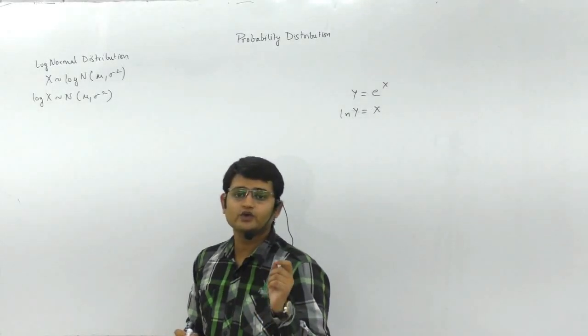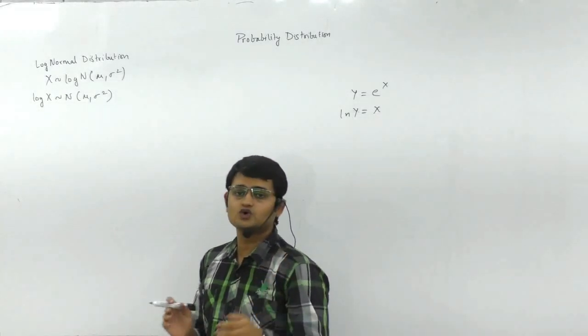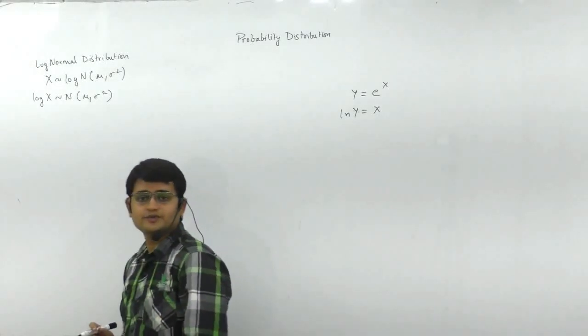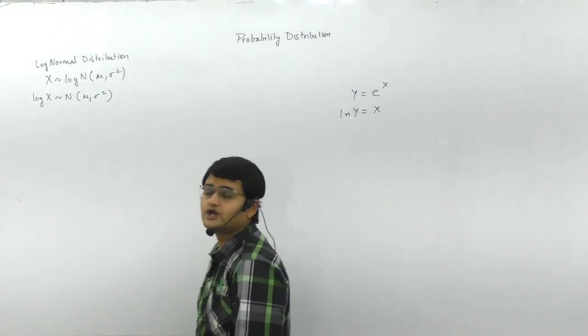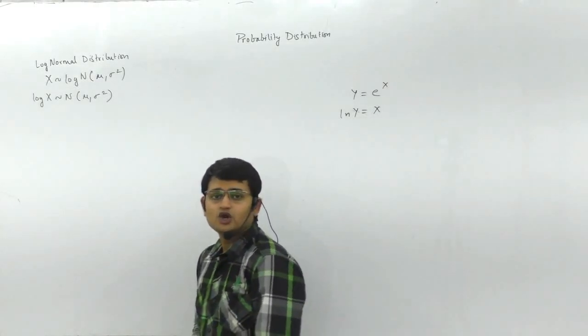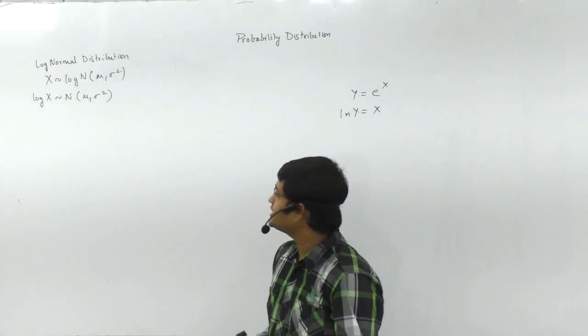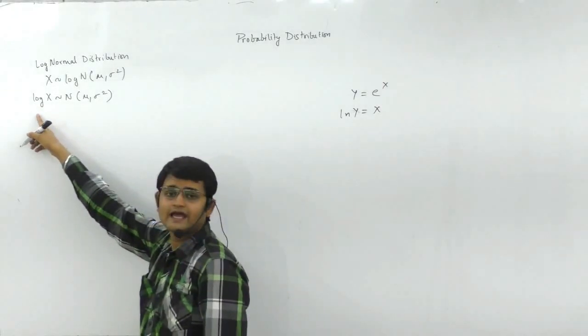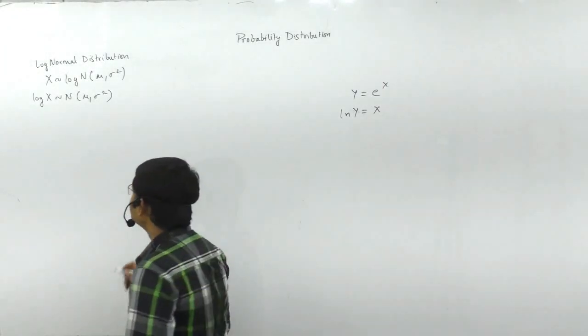Every log that we are going to study in this particular course is always going to be log to the base e. So in your calculators you have to use ln, not log, because in calculators log is nothing but log to the base 10 and ln means log to the base e.